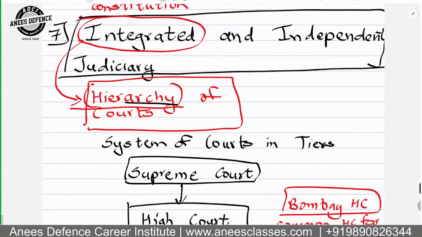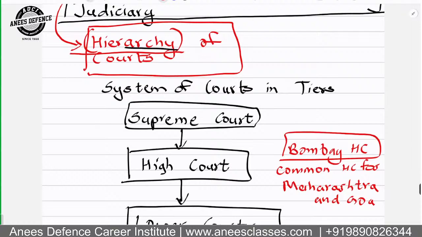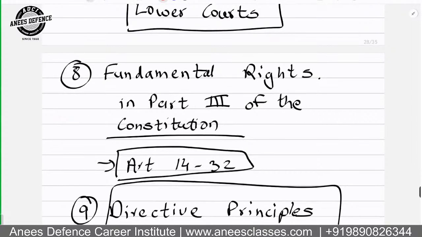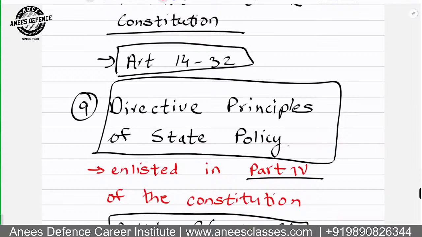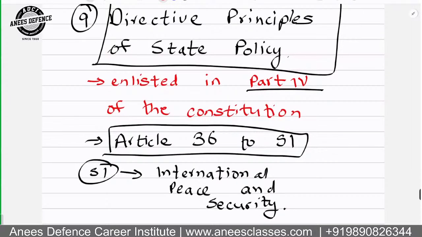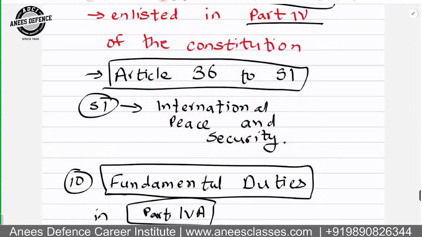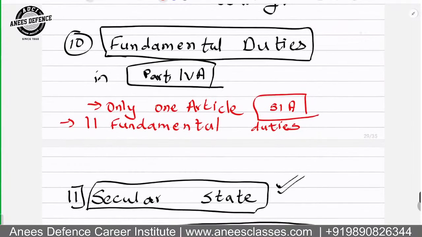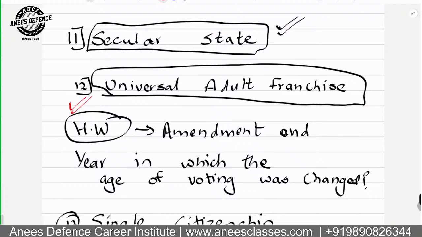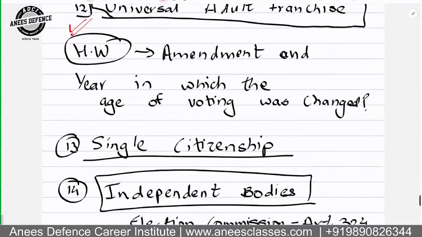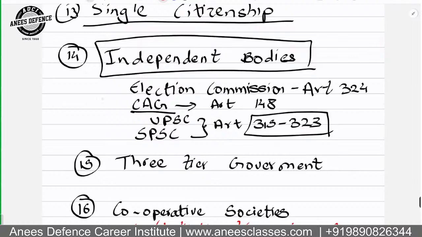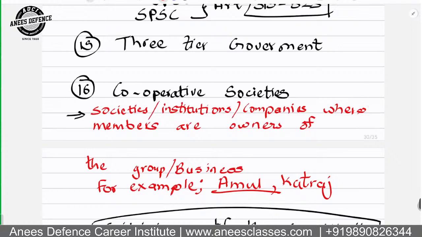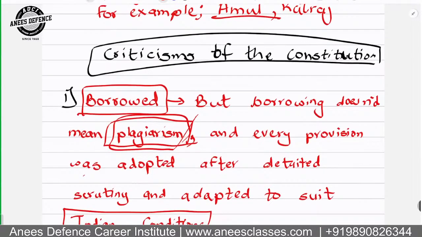Then we have seen the integrated and independent judiciary. Then the hierarchy of courts: Supreme Court, High Court, lower courts. Then fundamental rights in Part 3 of the Constitution, Article 14 to 32. Then directive principles of state policy and fundamental duties, secular state, universal adult franchise, single citizenship, independent bodies. Now these articles are very important. 3-tier government, cooperative societies, criticisms of the Constitution, borrowed, but borrowing does not mean plagiarism.